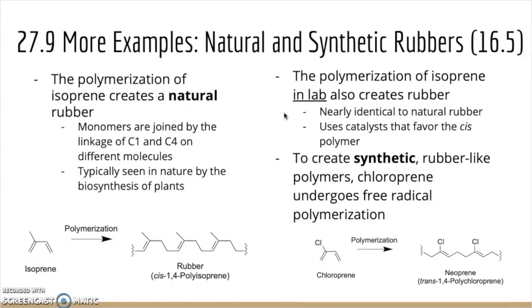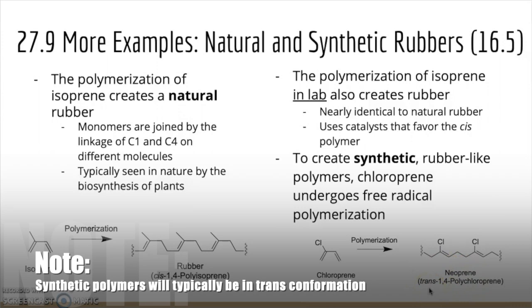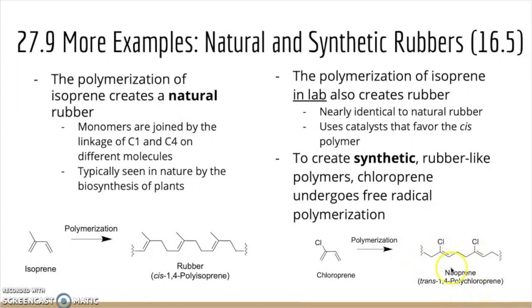But in the lab, scientists are typically just creating synthetic rubbers. So one example is chloroprene undergoing a free radical polymerization to create neoprene, which is a common rubber that is used as insulation for electrical wiring, fan belts for cars, and even in scuba diving wetsuits. So following the same carbon-1, carbon-4 connection process to create neoprene, you have a trans molecule named 1,4-polychloroprene, and it also will occur in this repeating type of pattern.